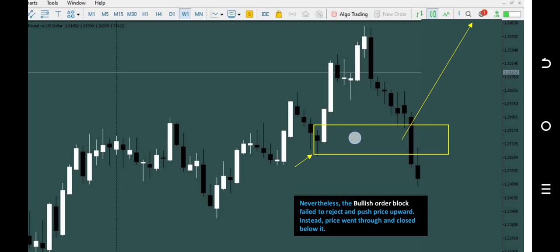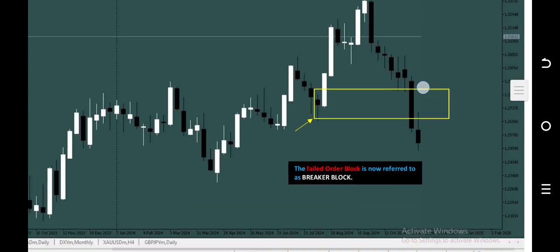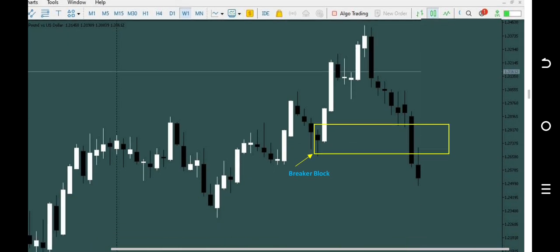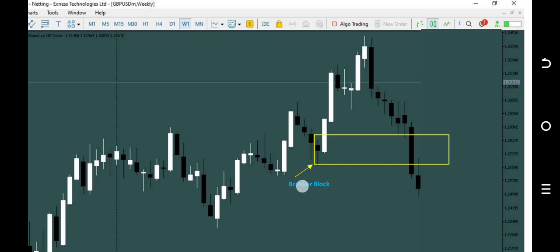Okay. Now, for the fact that it has failed, we no longer call it an order block. So it is now a breaker block. It is now called a breaker block. Can you see? It is a breaker block. I believe you understand that. It has been titled a breaker block because price went through it. You understand? It failed to push price away.